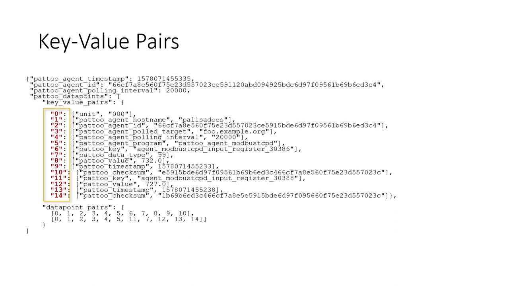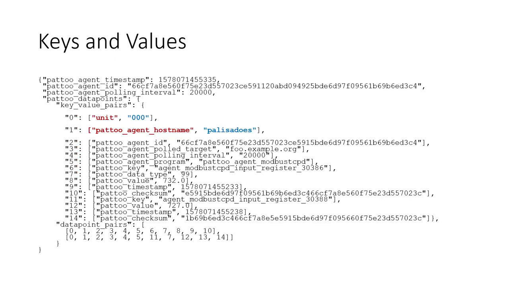Each of the key value pairs, as you notice, will have a number. Here we have numbers from 0 through 14. They are then used as references for the data point pair values at the bottom. So let's take a look at the first two data points and two key value pairs and extract information out of that and see how that works.